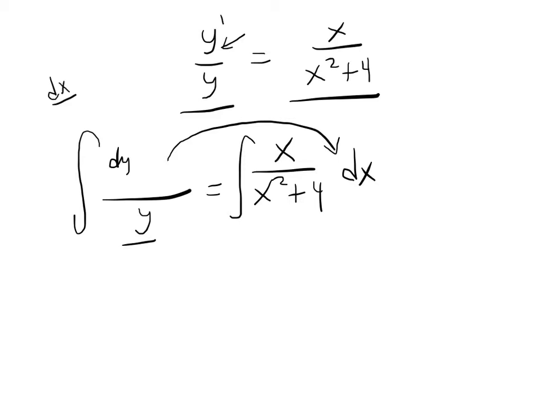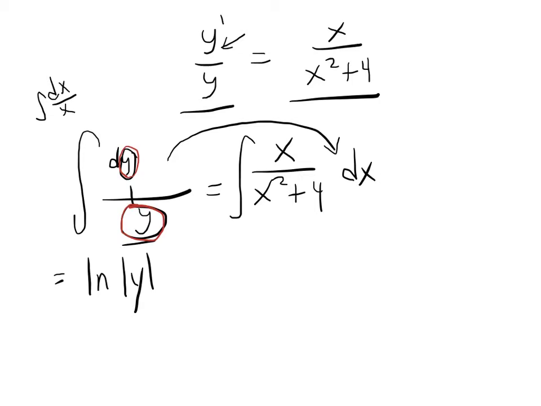Once again, I'll point out, when you have dy over y, this operates the same way as dx over x because the variables match. What would the integral of dy over y be? What's the integral of dx over x? It's ln of the absolute value of x. So in this case, it'll be ln of the absolute value of y.